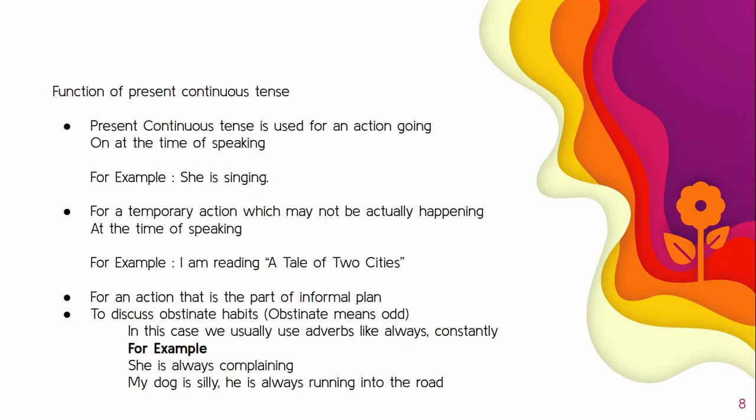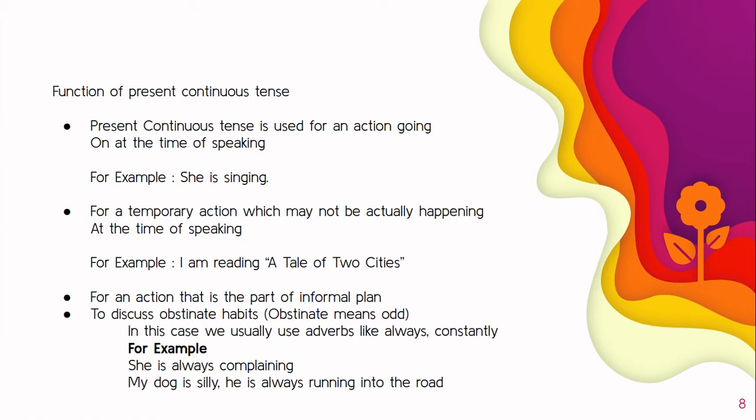Now let's discuss the function of this tense. Present continuous tense is used for an action going on at the time of speaking. For example, she is singing. The boys are playing hockey. Means these actions are actually happening when we are discussing.